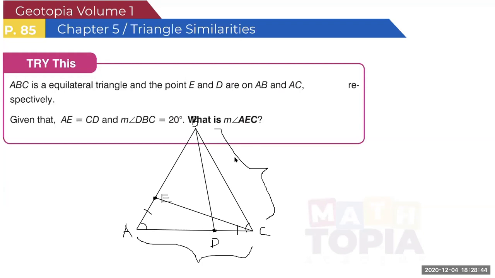So now we're just going to use SAS congruence, very simple. And we have EAC is congruent to DCB, which means that this angle here, DBC, which is equal to 20 degrees, also applies to angle ECA. So this angle, ECA, is also 20 degrees. And now we have that that's 60, that's 20, which means the measure of angle AEC is 100.